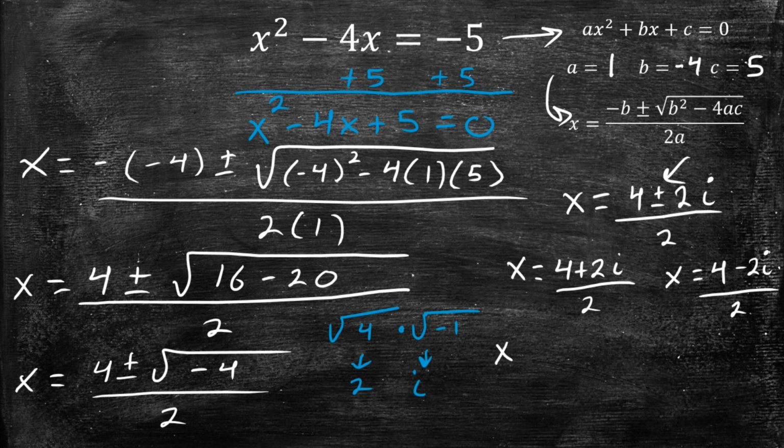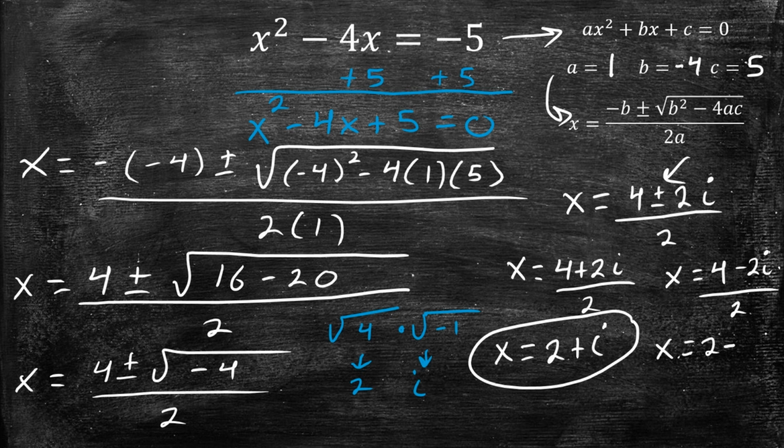So on the left one, we got x is equal to 4 divided by 2 is 2 plus 2 divided by 2 is 1, and then we have an i there. So that is our first solution. And then the second one is going to be the same thing. So x is equal to 4 divided by 2 is 2. Negative 2 divided by 2 is negative 1. So we have 2 minus i.